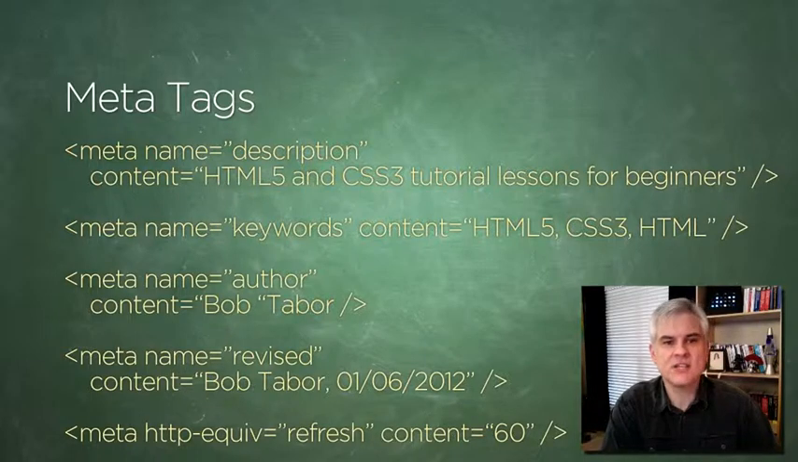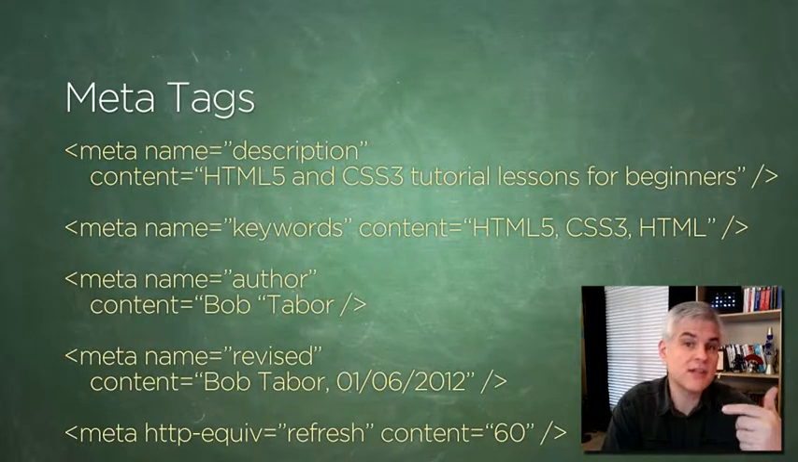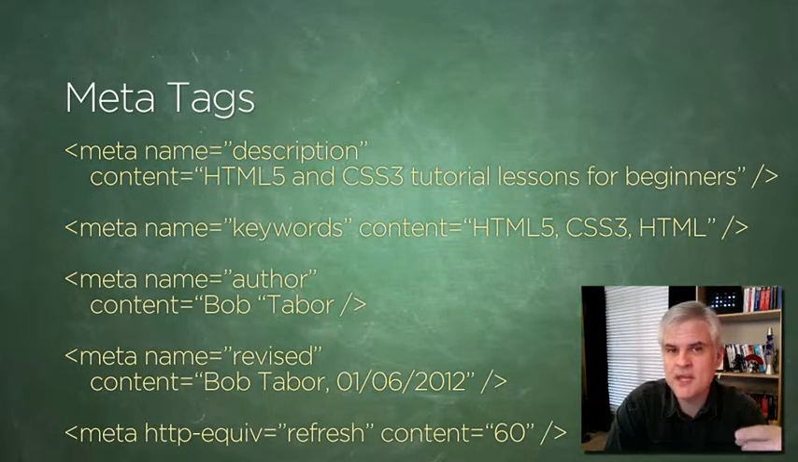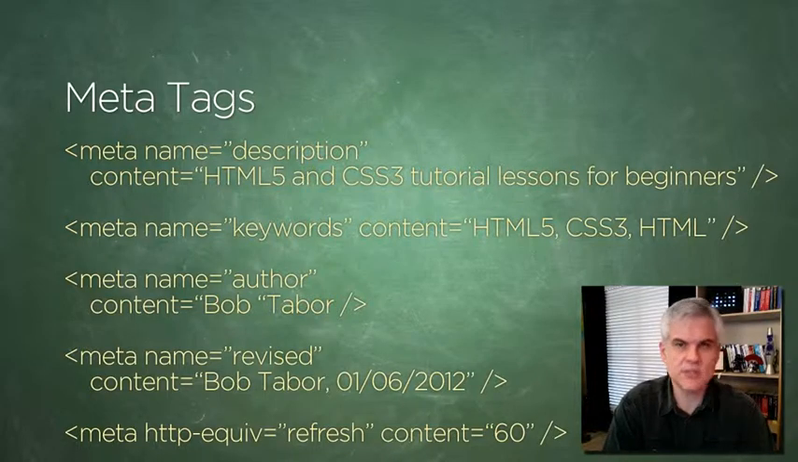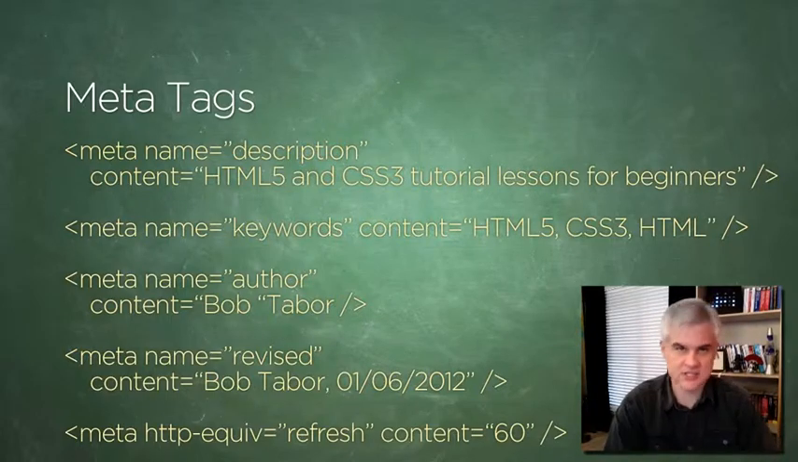And then there's this HTTP equiv equals refresh content equals 60. Basically, this just says that the information on this web page could change potentially often, like a news website, for example, and so the browser should take that as a cue to refresh the web page automatically every 60 seconds. Okay.